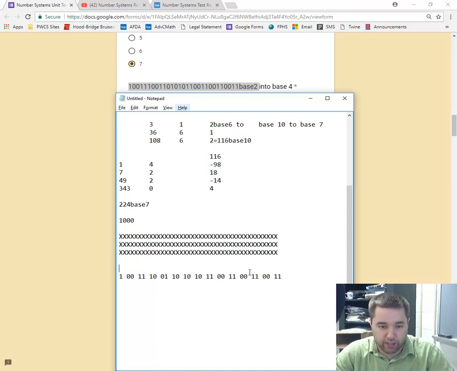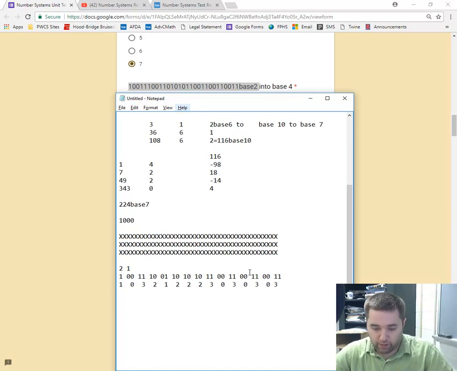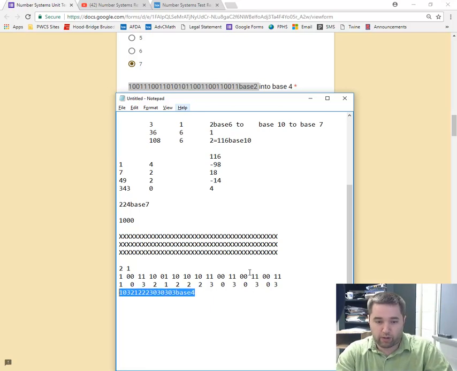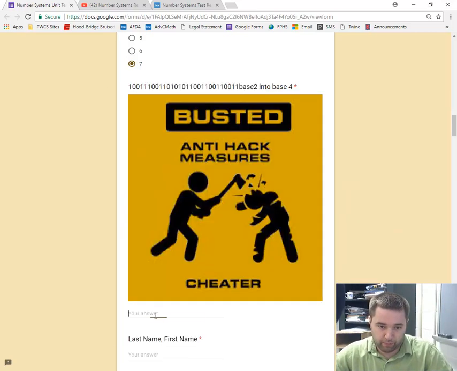And now I need to convert these. However, what I need to see is 2, 1. Which means the first digit's worth 2, the second digit's worth 1. So we just go through 1, 0, 3, 2, 1, 2, 2, 2, 3, 0, 3, 0, 3, 0, 3. I then take this and rewrite it 1, 0, 3, 2, 1, 2, 2, 2, 3, 0, 3, 0, 3, 0, 3. Base 4, copy pasta, and we're done.